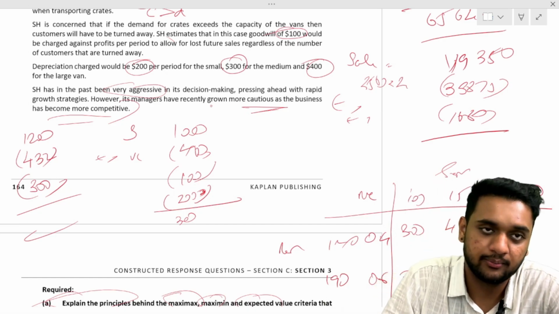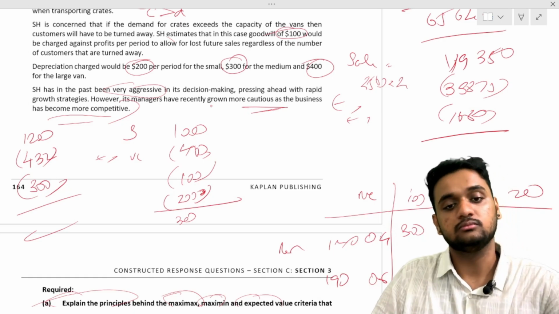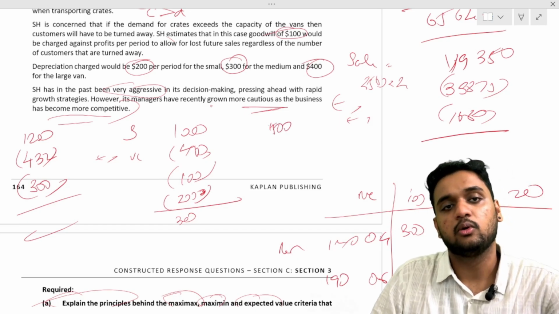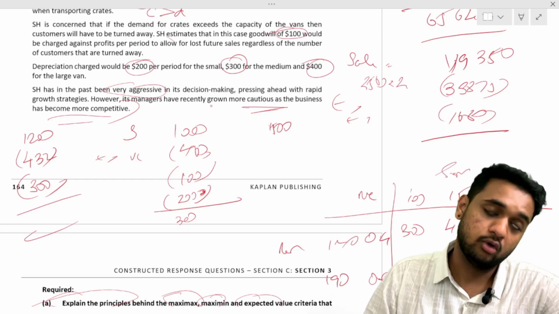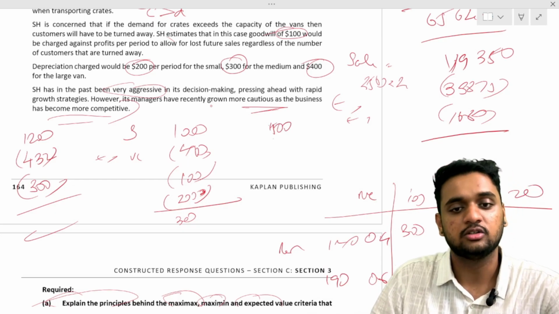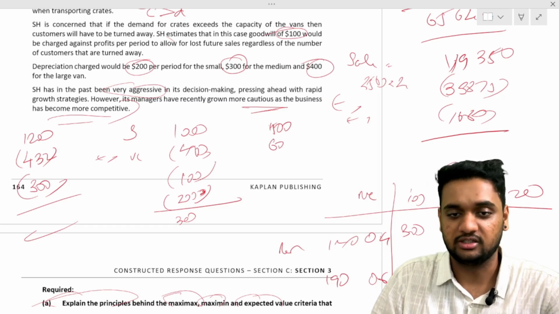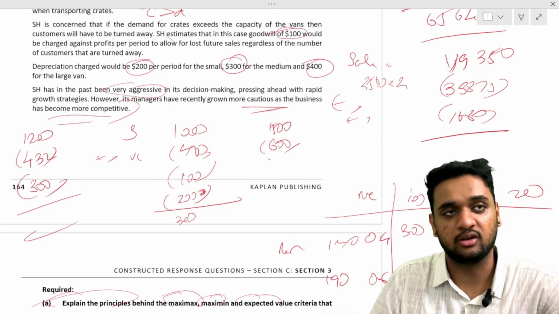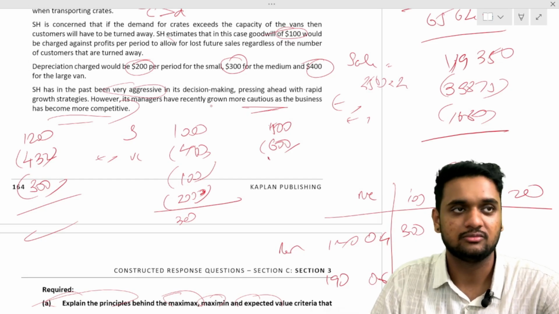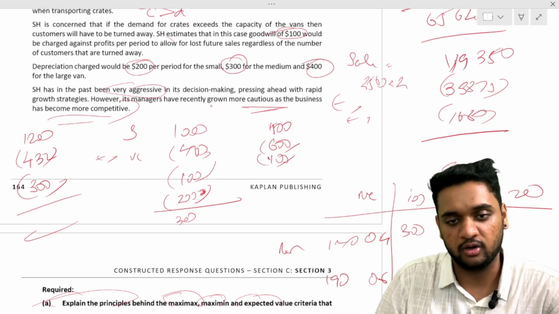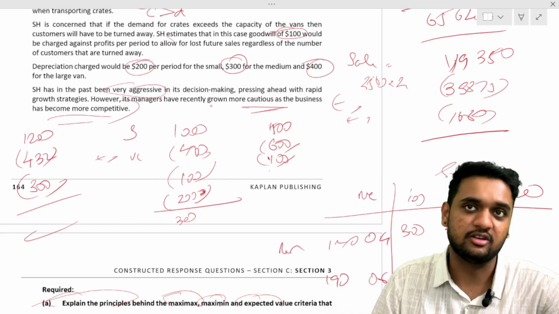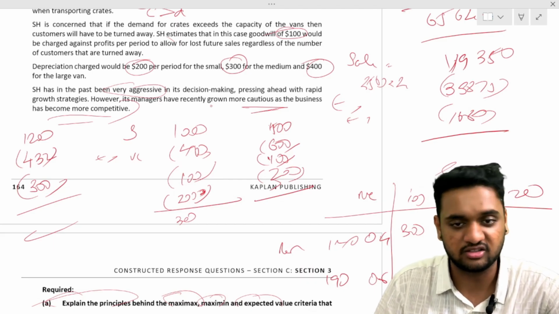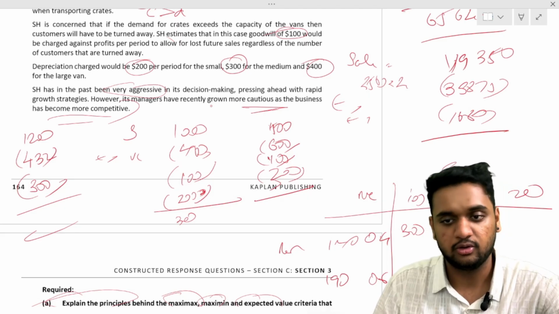150 capacity, demand is 190. In that case, what will happen? 150 into 10, 1500. 150 into 4 is 600. Goodwill is 100 rupees, whatever it is, 100 rupees only. Medium means depreciation is 300. So 1500 minus 600 minus 100 minus 300 is 500.